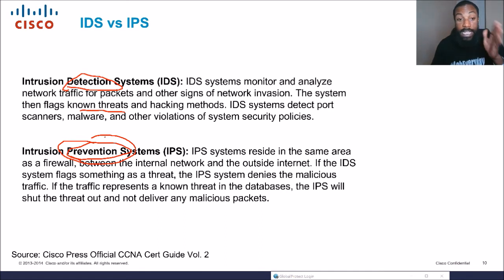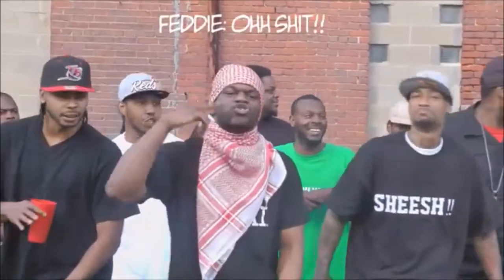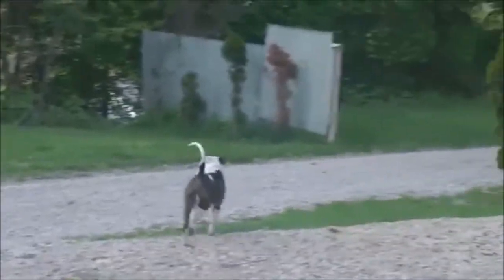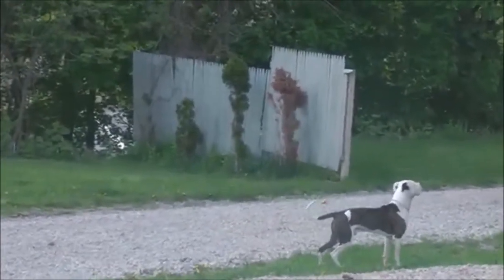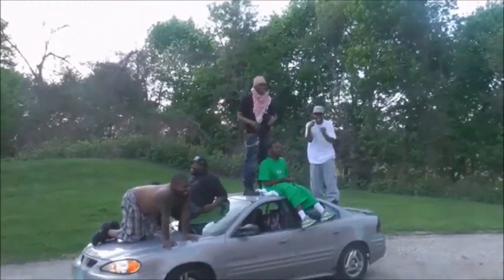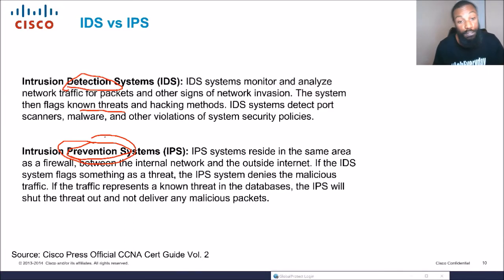Whereas the IPS, rather, the intrusion prevention system, well, he won't just bark. He's gonna come at you. He's gonna be a German Shepherd that's gonna try to bite. He's gonna stop you from breaking into the house. That's basically the difference between the two.